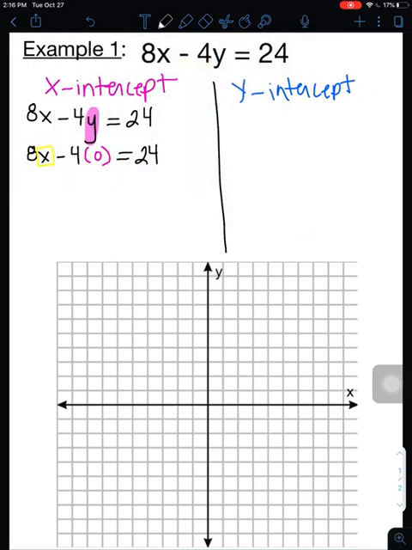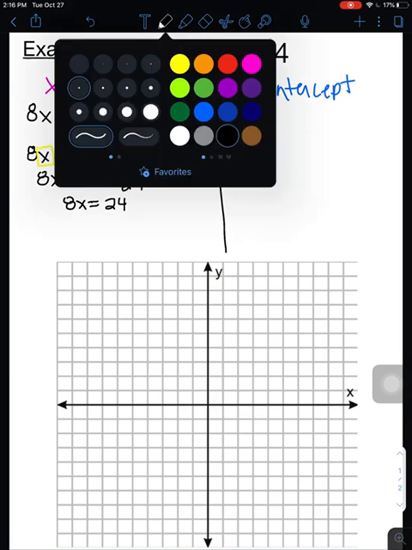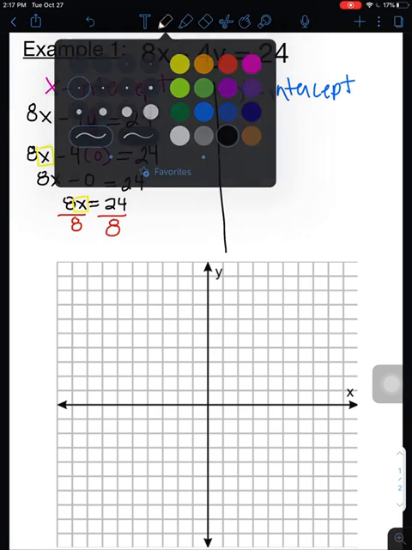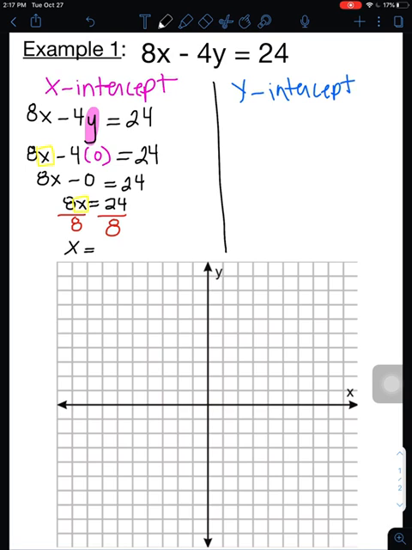So let's see what we got here. Let's bring down 8x. Now 4 times 0 is just 0, right? So we can say minus 0 equals 24. And now we get 8x equals 24 because that minus 0 doesn't really mean much. And again, our goal is to get this x all by itself. So I'm going to divide by 8 on both sides, and we get x is equal to 3.